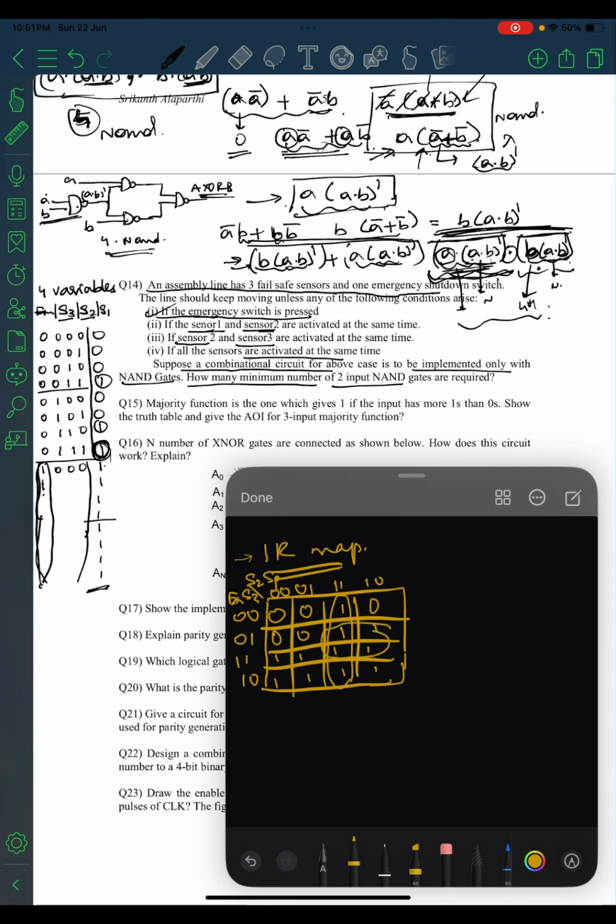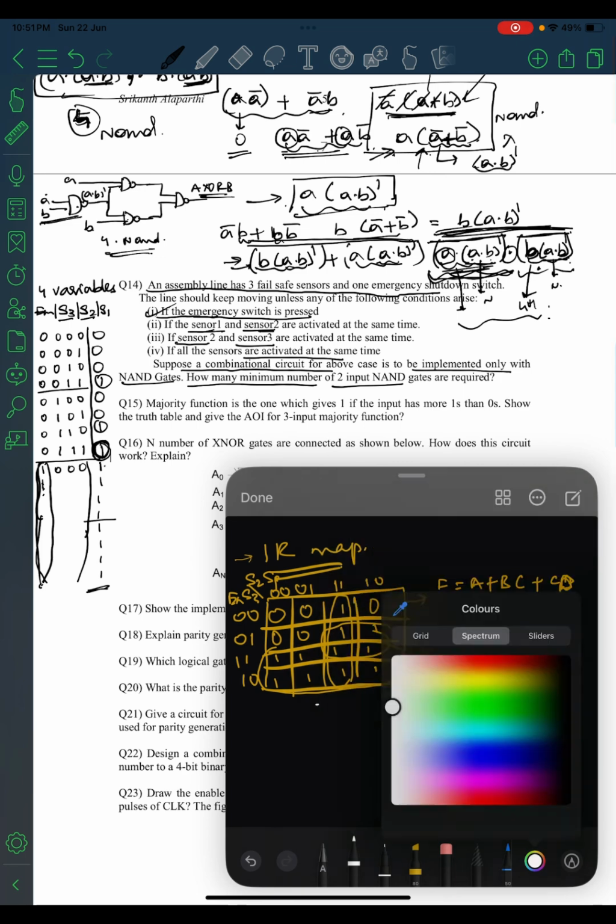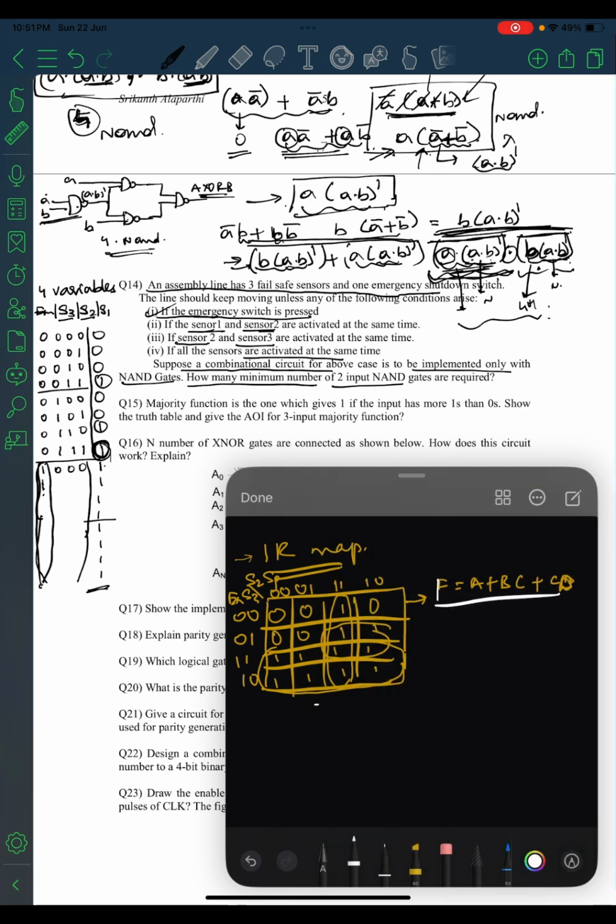This is another one and this all is another one. If you simplify it, it becomes F is equals to A plus BC plus CD. So F is equals to A plus BC plus CD. This is coming as a result of the K map.